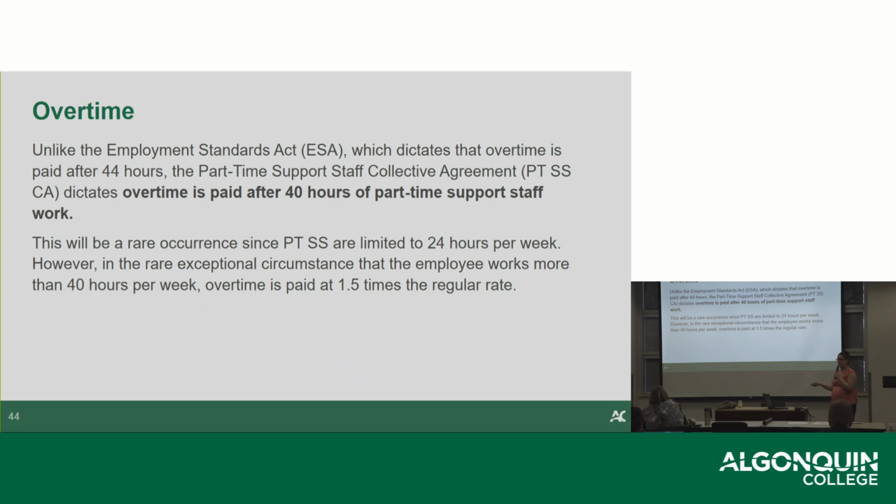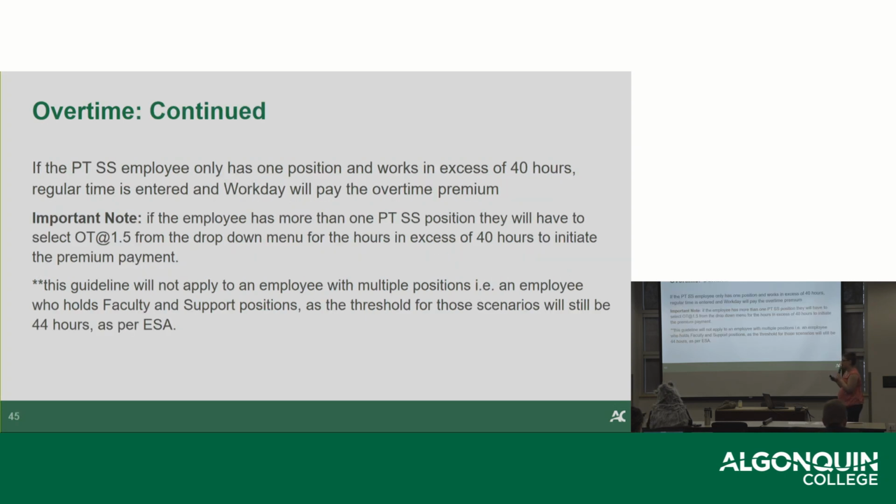So this is likely going to be either under exceptional circumstances or possibly because they have more than one position. So I'm going to go into what it looks like if someone has one position or multiple positions, because the entry for that in Workday is a little bit different. If a part-time support staff employee only has one RPT or part-time position, and they work over 40 hours, their time entry is the same. They enter their regular time in and time out, and the hours over 40 will be automatically calculated at the premium rate by Workday and paid out accordingly.